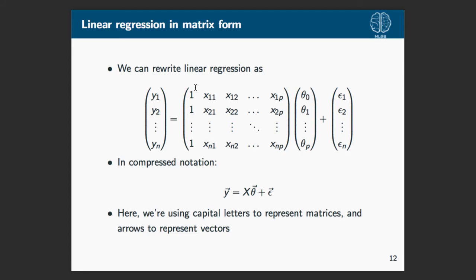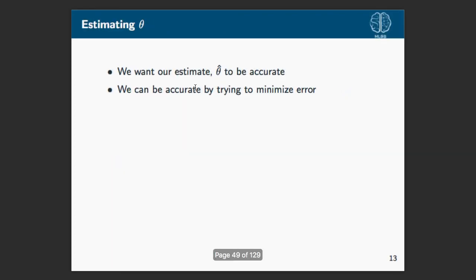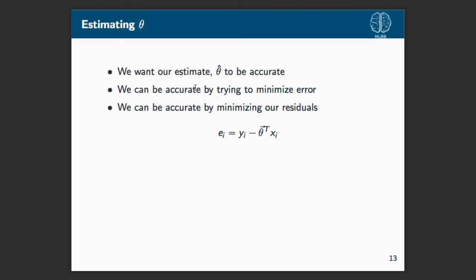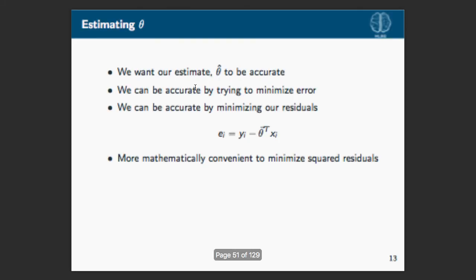So we have this vector of errors called E that will help offset that. And we want to minimize E. Right, exactly. Or yeah, we want to minimize it. Okay, so we want our estimate to be accurate. So we can be accurate by trying to minimize error. So one thing we can do is just subtract it to the other side. Now we get this is the error.